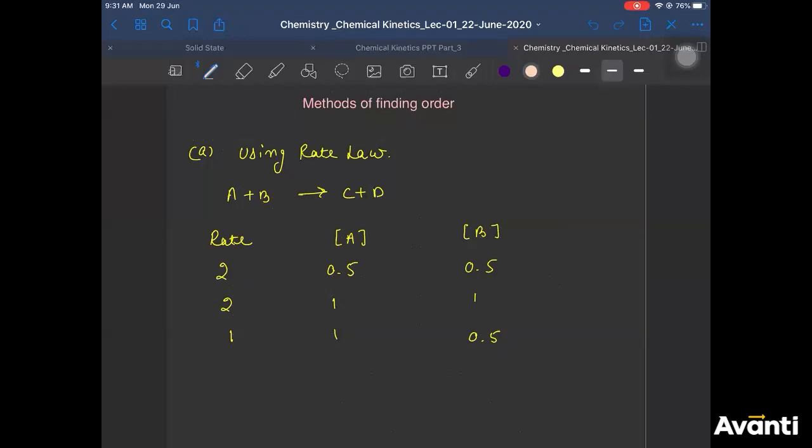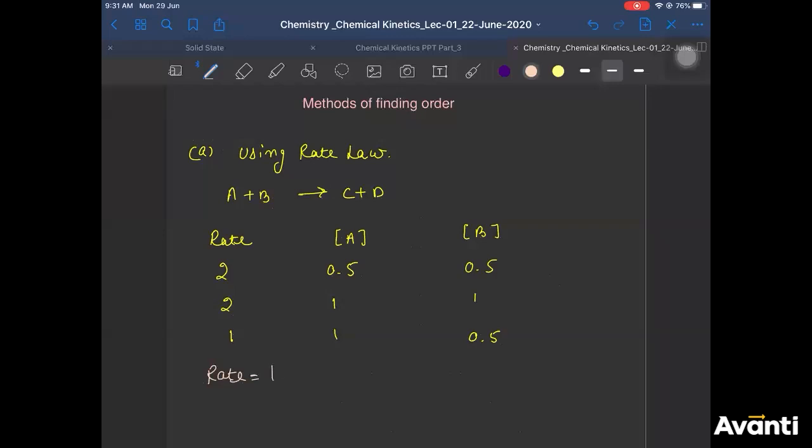Both methods are experimental methods. One of them is using rate law. How do you find the order of this reaction using rate law? You can try this question. Actually, we have already discussed this question before also. Please try this question. What would be the order of this reaction?